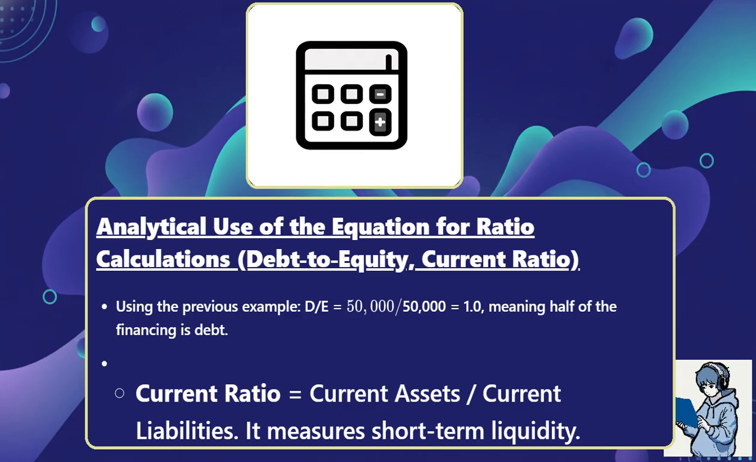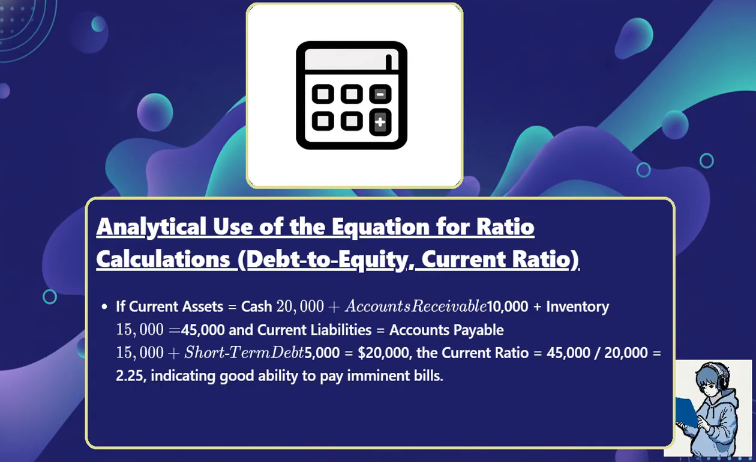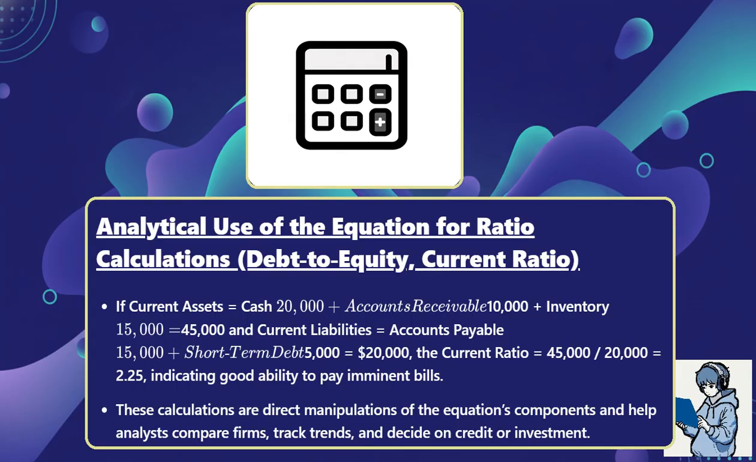Current ratio equals current assets divided by current liabilities. It measures short-term liquidity. If current assets equal cash $20,000 plus accounts receivable $10,000 plus inventory $15,000 equals $45,000, and current liabilities equal accounts payable $15,000 plus short-term debt $5,000 equals $20,000, the current ratio equals 45,000 divided by 20,000 equals 2.25, indicating good ability to pay imminent bills. These calculations are direct manipulations of the equation's components and help analysts compare firms, track trends, and decide on credit or investment.